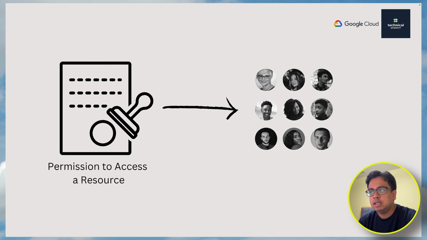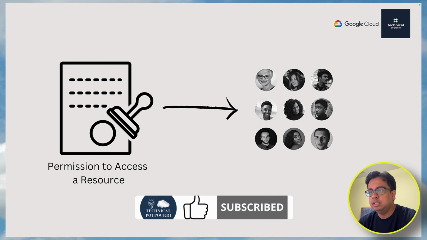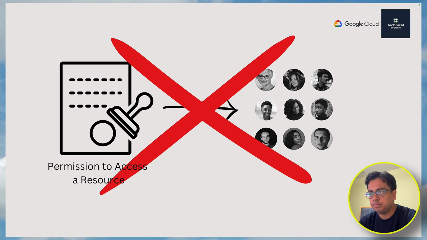With that, how do you want to give permission to access a resource? So on the right side of the screen, you can see multiple people's faces, right? These are basically the people, and I want to give these people access so that they can go and do something with different types of resources in Google Cloud. How can I do that? Can I give them direct permission? No. In Google Cloud, you're not supposed to give direct permission to individuals to access the different resources.